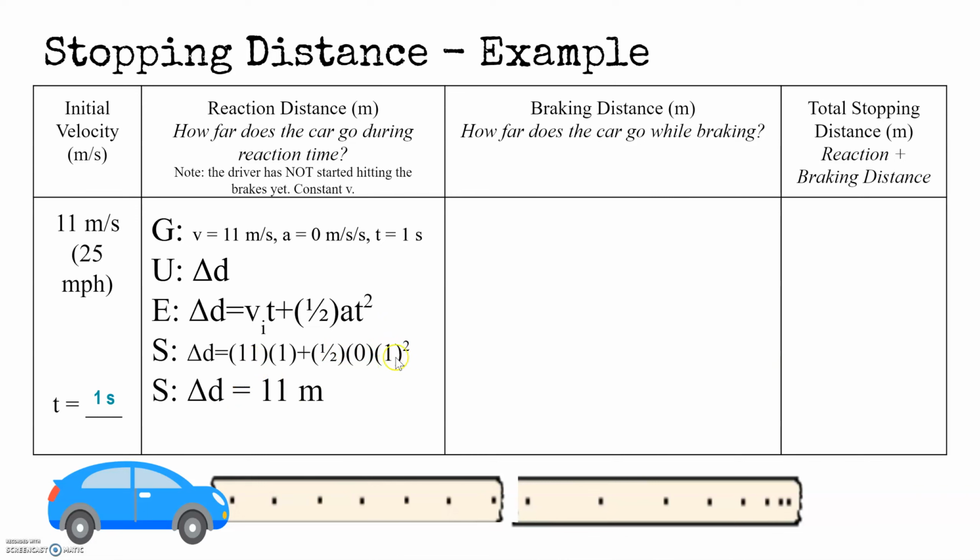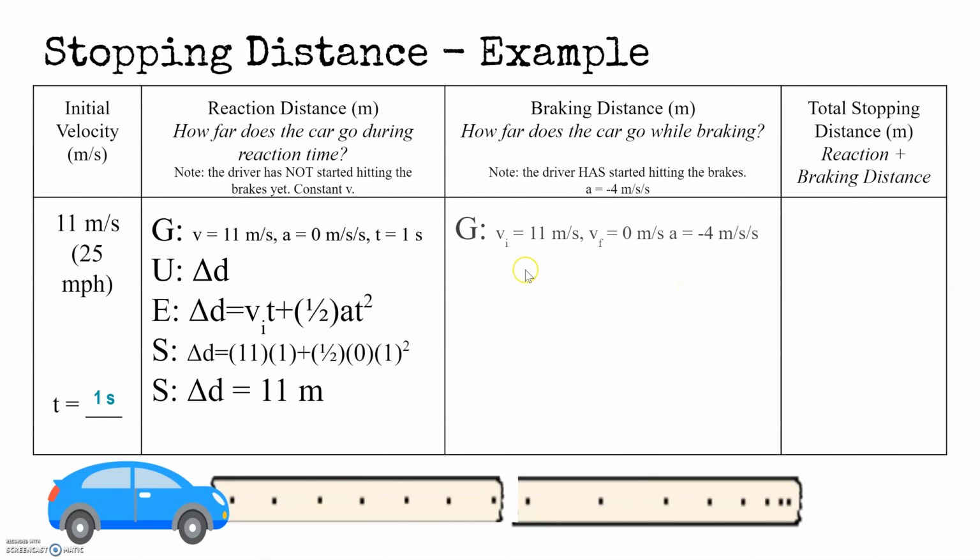All right, what about the braking distance? So the braking distance is how far the car goes once we start hitting the brakes until we come to a stop. At this point in time, we're actually going to be accelerating, which means a change in velocity. In this case, we have started hitting the brakes. Our acceleration is going to be -4 meters per second per second.